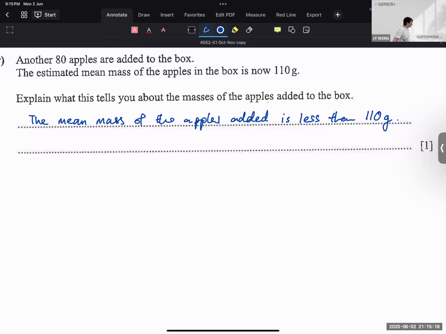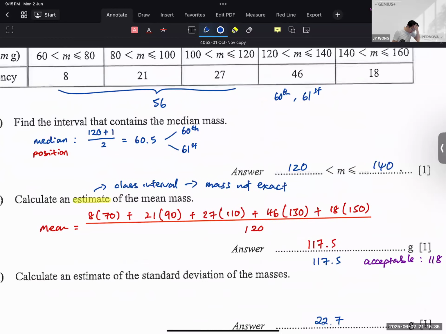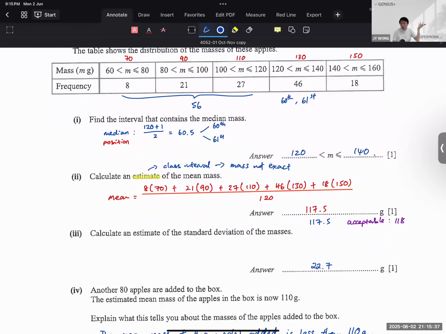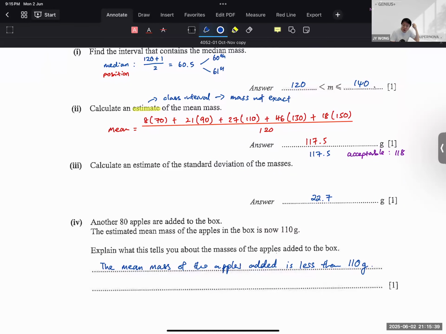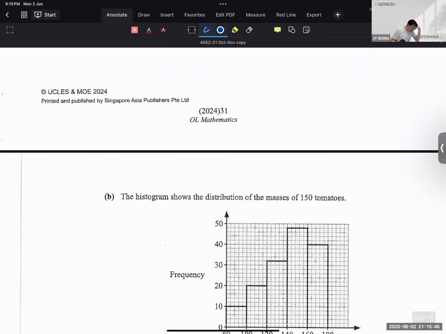You can actually go and calculate what the exact mean is, but the question did not ask for it. So for 1 mark, please don't bother. But if you go and calculate it exactly, it's not wrong. Because you have the original 120 apples, right? So you can calculate what the mean mass of the added apples is, but that's not what the question wants. Having said that, if you calculate, of course, it's not wrong.